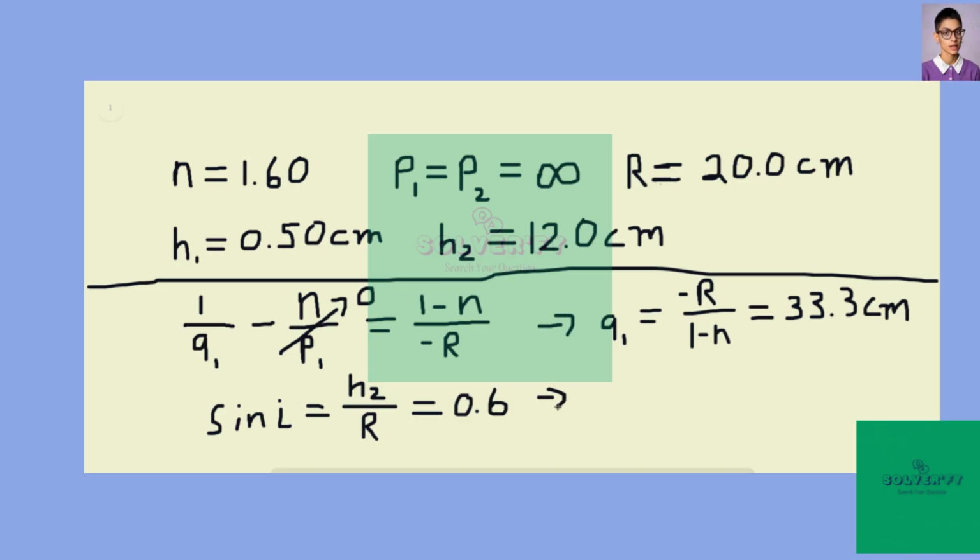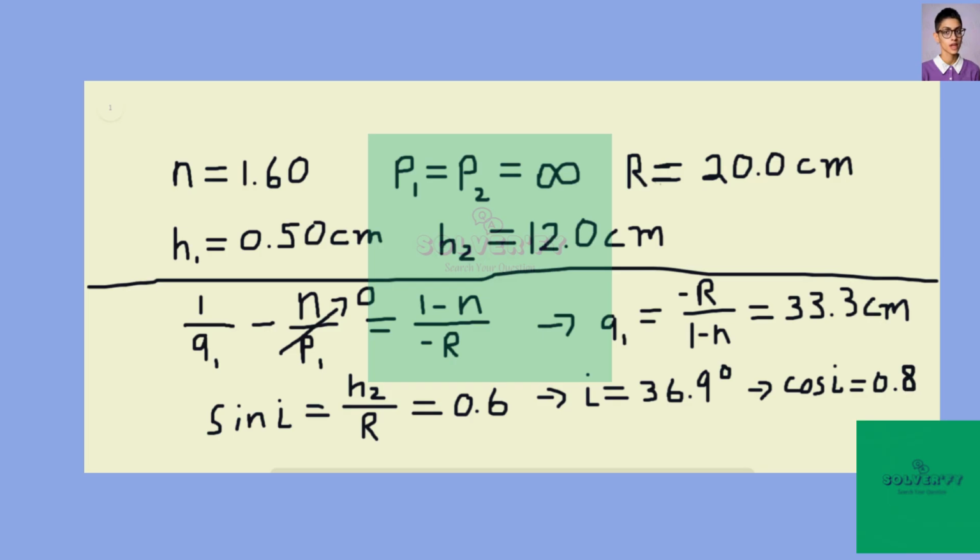Therefore, if you solve for I, you just do the inverse sine, and we find that I is equal to 36.9 degrees. Therefore, we also know the cosine of I. From this, we can infer that the cosine of I, or the cosine of 36.9 degrees, is equal to 0.8. And all this information will become important in a second.